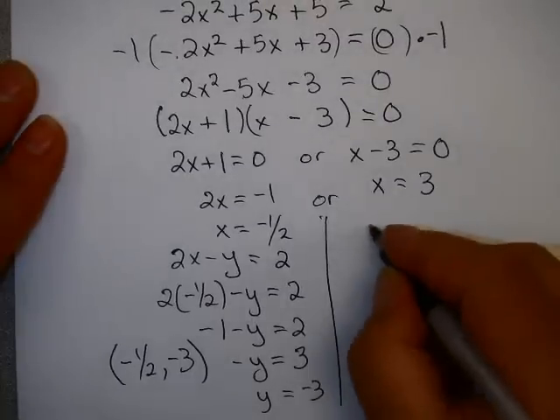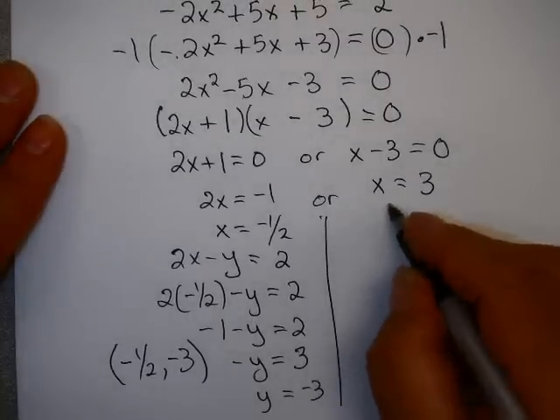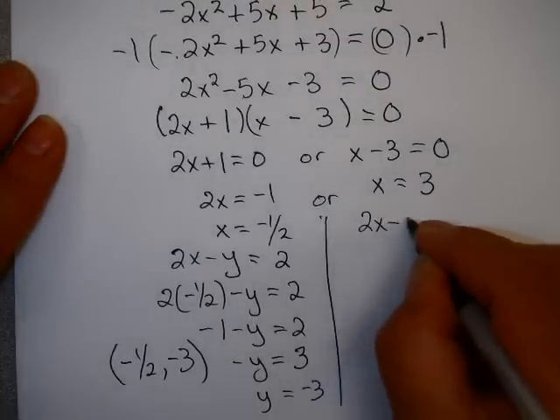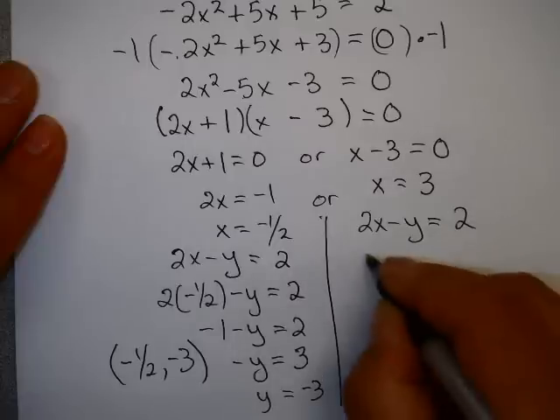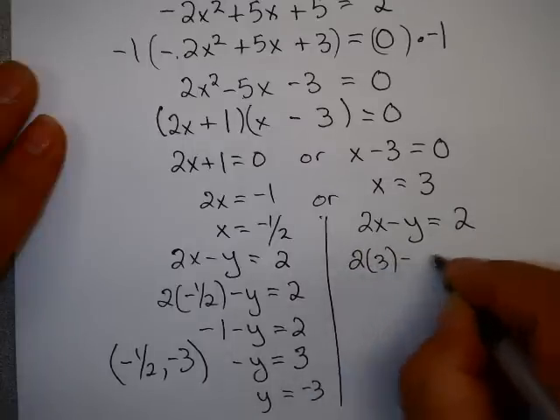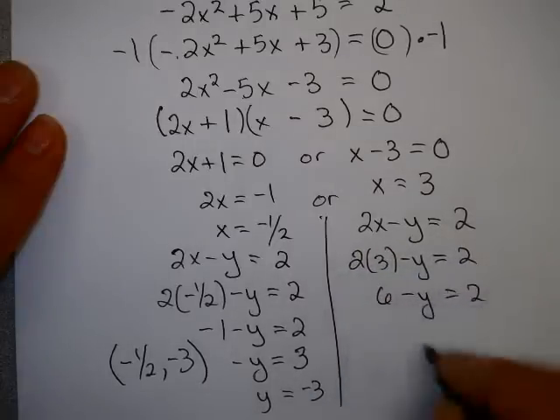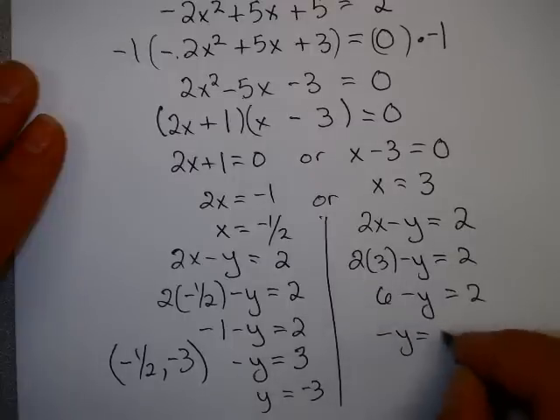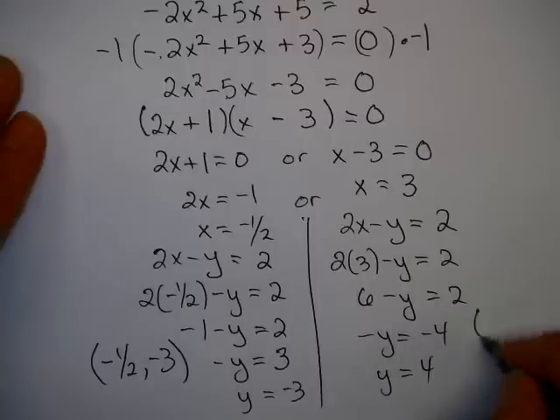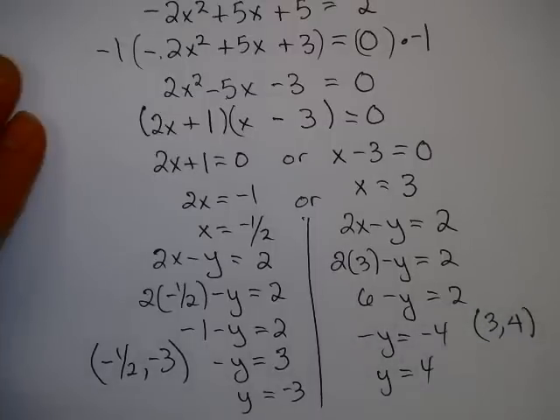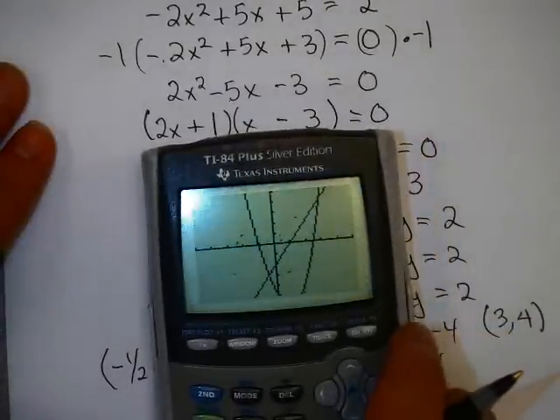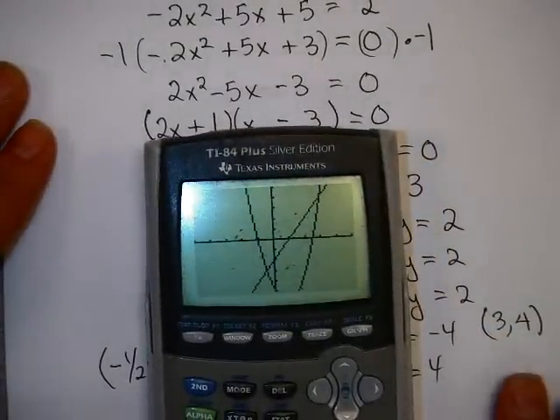Another possible solution, if I use x equals 3, and I use 2x minus y equals 2, is to say 2 times 3 minus y equals 2, 6 minus y equals 2, minus y equals -4, so y equals 4. So the other possible solution is x equals 3, y equals 4. How does this jibe with our picture? Well, let's go back to our picture.